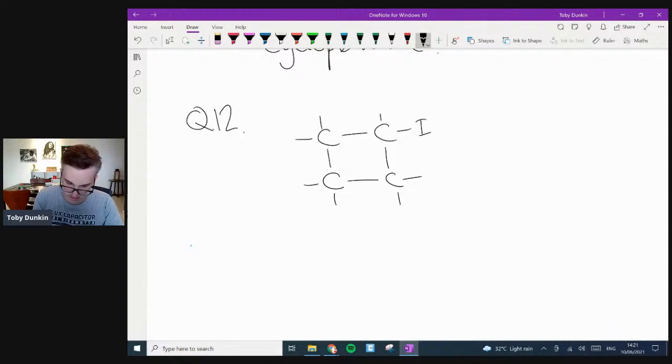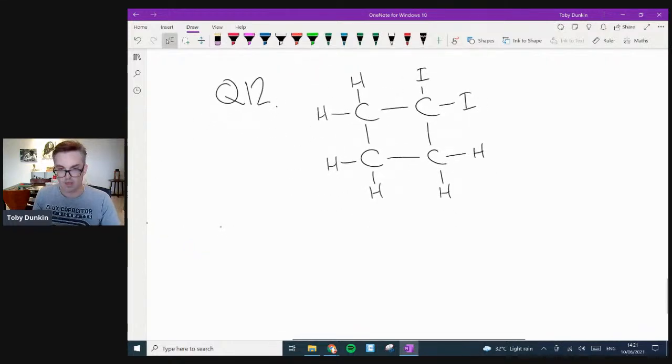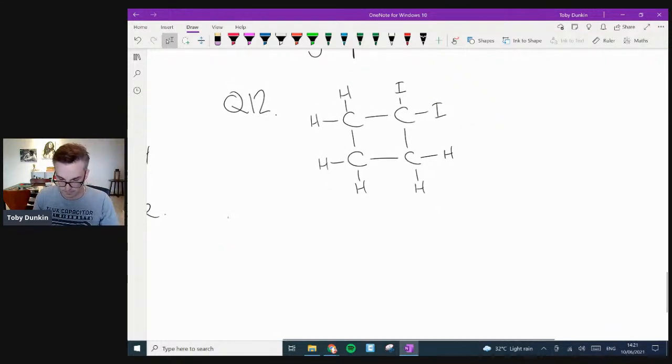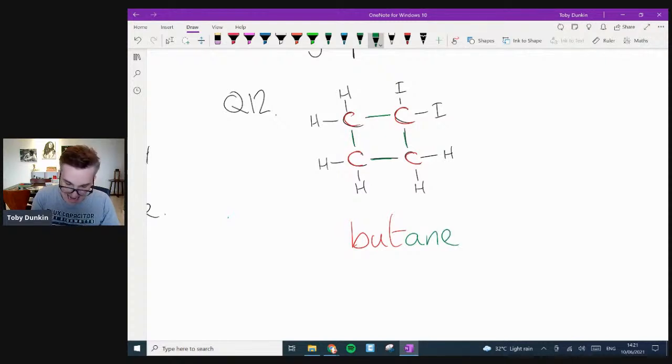How about that one? How about that? How about that one? Give that one a go. Stage number 1. Longest chain. It's based on but. Ene or ane. All single bonds. It's based on an ane. It is now cyclo. So I can stick in cyclo here.